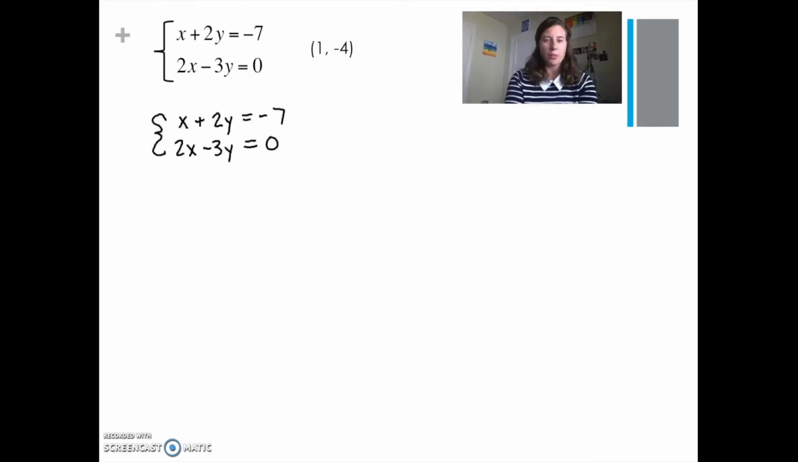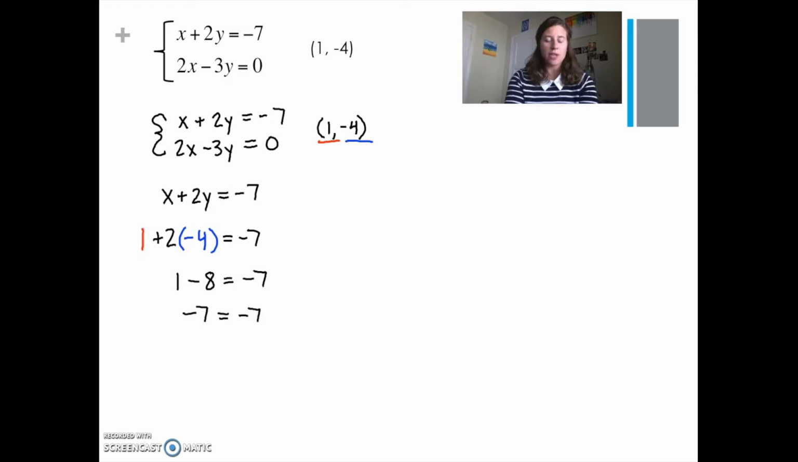First, write down the problem. You want to substitute 1 and -4 in for x and y of each equation. Start with the first equation, x plus 2y equals -7. Substitute 1 for x and -4 for y to get 1 plus 2 times -4 equals -7. Multiply to get 1 minus 8 equals -7. Subtract 8 from 1 to get -7. -7 does equal -7, so this is true.